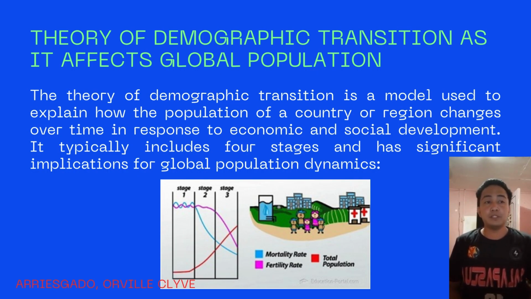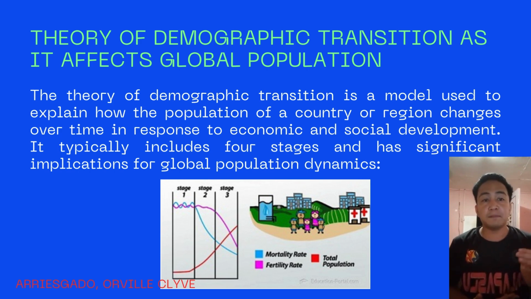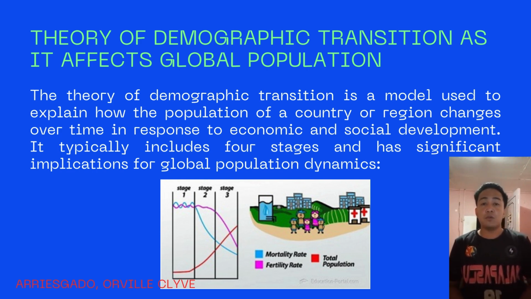Theory of demographic transition as it affects global population. The theory of demographic transition is a model used to explain how the population of a country or region changes over time in response to economic and social development. It typically includes 4 stages and has significant application for global population dynamics.